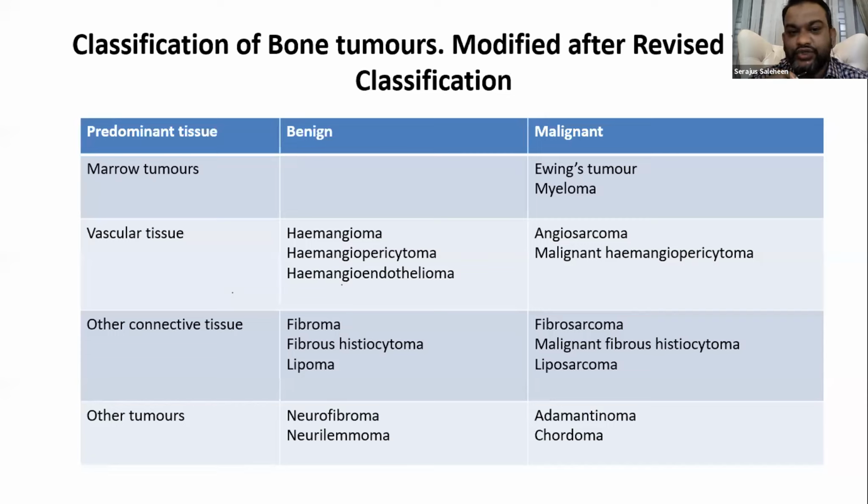In vascular tissue, the benign tumors are hemangioma, hemangiopericytoma, and hemangioendothelioma, and the malignant forms are angiosarcoma and malignant hemangiopericytoma. In other connective tissue tumors, the benign tumors are fibrous histiocytoma and lipoma, and the malignant forms are fibrosarcoma, malignant fibrous histiocytoma, and liposarcoma. Other tumors found in bone are neurofibroma and neurilemmoma in benign cases, and in malignant cases, adamantinoma and chordoma are also found.